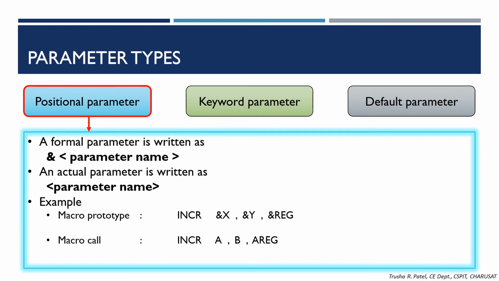So these three are your formal parameters, and in the macro call you have the actual parameters, that is A, B and AREG. So A is mapped to X, B is mapped to Y, AREG is mapped to REG. So in the positional parameter, the positions of the formal parameters and actual parameters are mapped. The first actual parameter is mapped with the first formal parameter, and likewise.